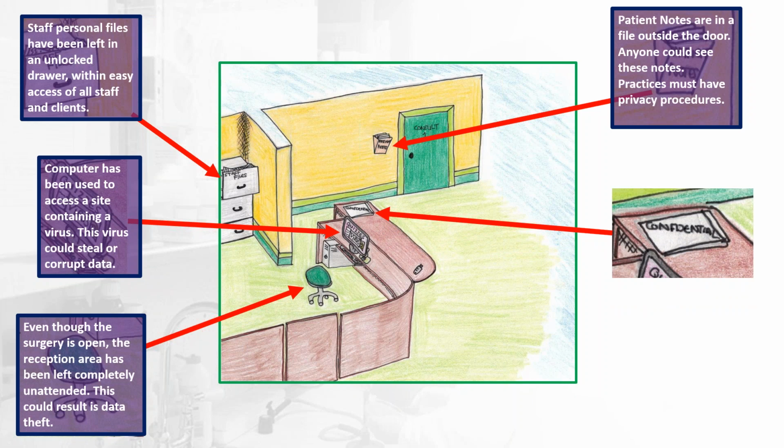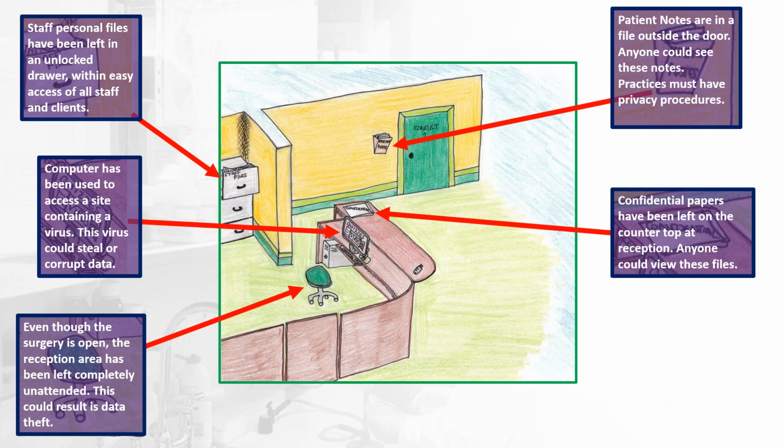We can also see that some confidential papers have been left on top of the desk. This is again made worse by the fact that reception is unmanned. Anybody could come and steal or look at this data and we would never know. Also, even if the receptionist was there, any client coming up to the desk for assistance can see what information is contained in these documents, therefore potentially leading to a breach.